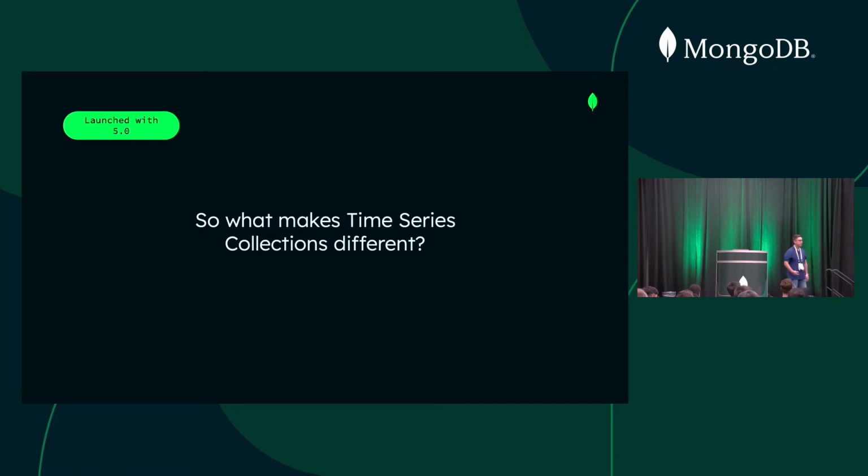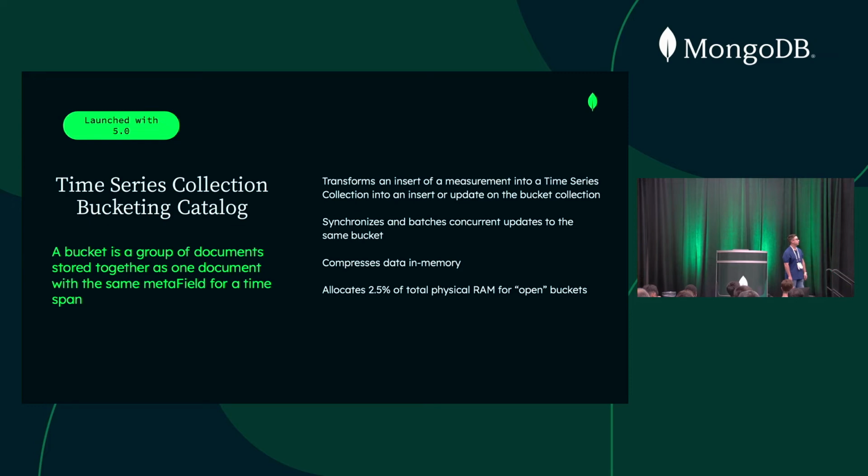So what makes time series collections different, right? Well, first, let's start with the concept of the bucket catalog. So, what is a bucket? A bucket in its simplest terms is a group of documents stored together as one document with the same metafield for a time span. So now you can probably start to see how we're connecting the dots on the different parameters here. That metafield, that time span controlled by granularity, and this concept of a bucket are grouping documents together. So while you're inserting a document per event, we're really not storing a document per event. And we'll expand upon that in the next few slides with some more examples.